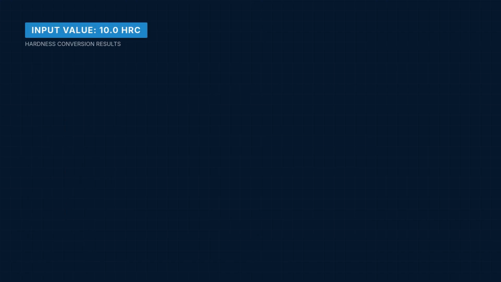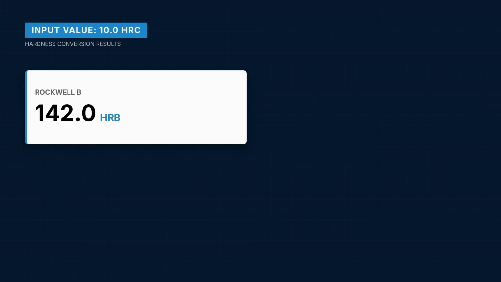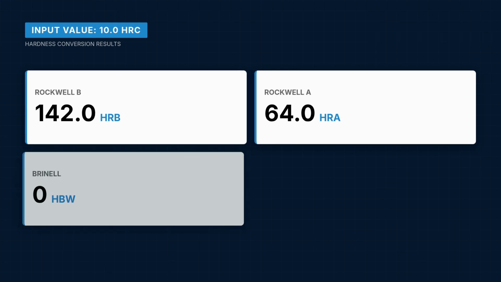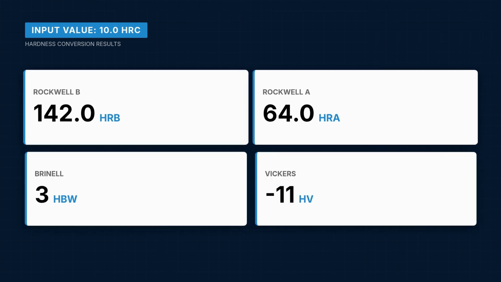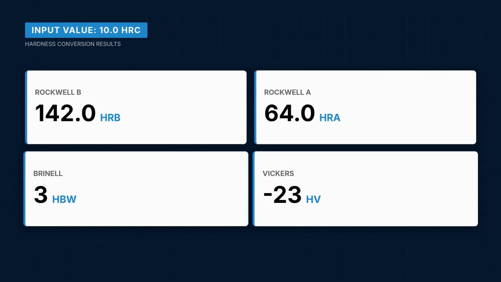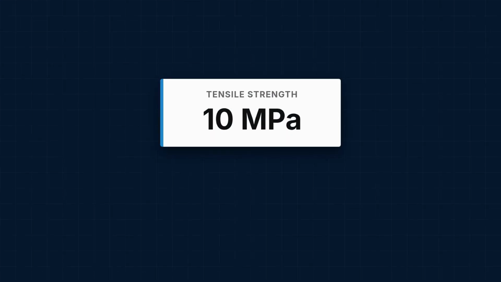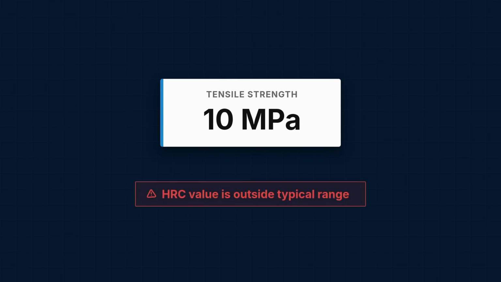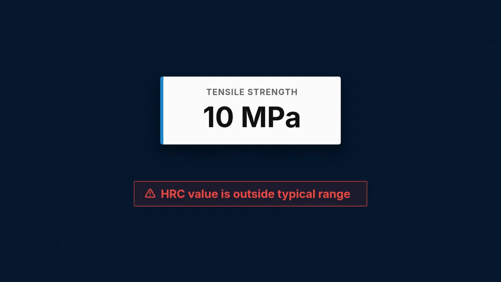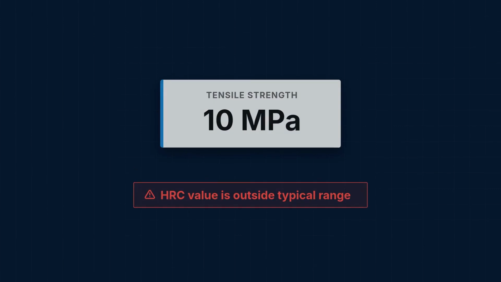The results show our input value of 10.0 HRC converts to 142.0 Rockwell B, 64.0 Rockwell A, 3 Brinell, and -23 Vickers. The approximate tensile strength is 10 MPa. Notice the warning that says HRC value is outside typical range, so conversions may be less accurate.